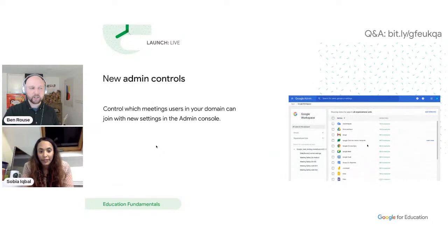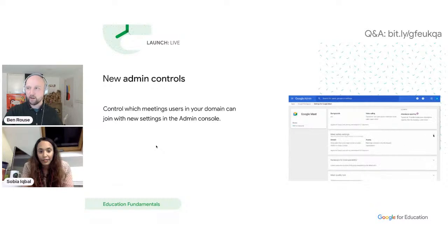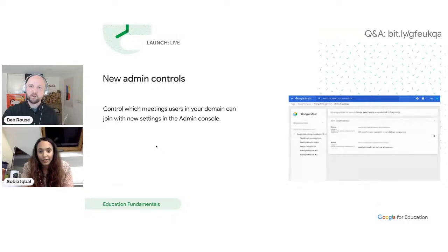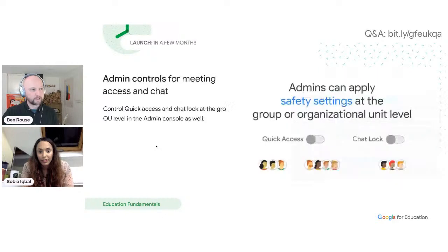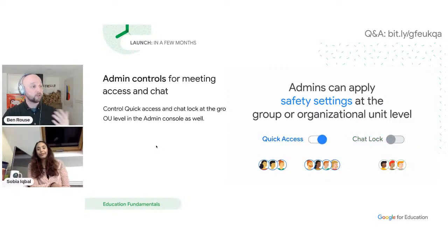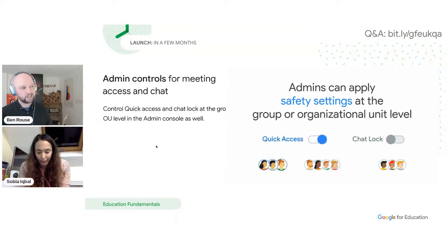And if you are managing this from the back end in the admin console, for Education Fundamentals, you've got controls. You can control which meetings users in your domain can join, so you can decide how and where they can join meetings. There's also the ability to set by default whether quick access is on or off. So you might have quick access on for teachers, but off for students. Or in the same way, you might by default have chat off for students until teachers decide to turn it on in certain circumstances.